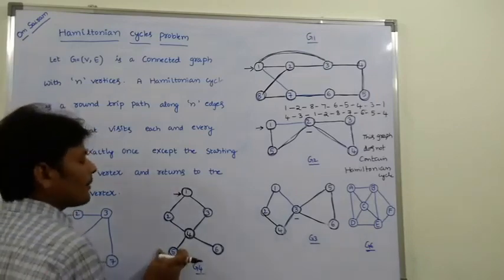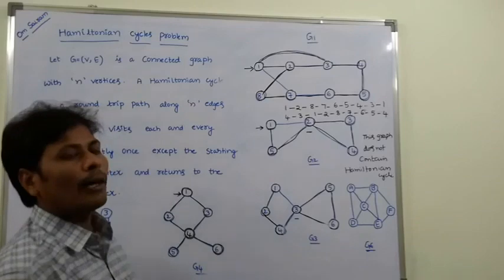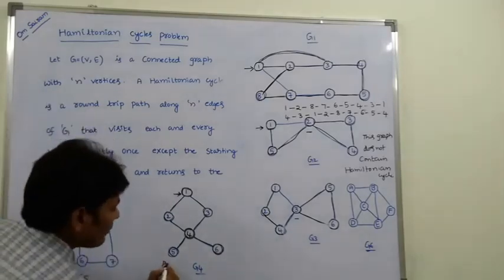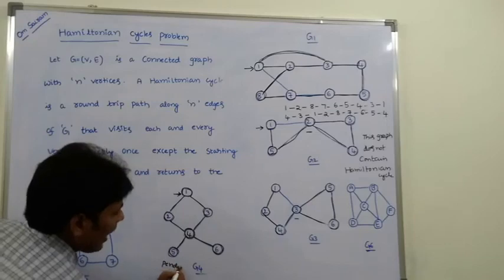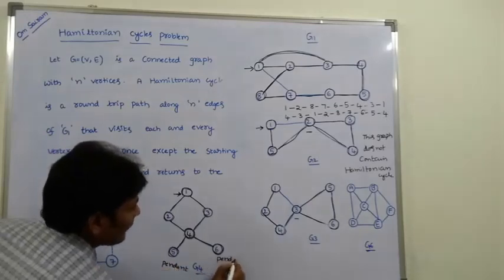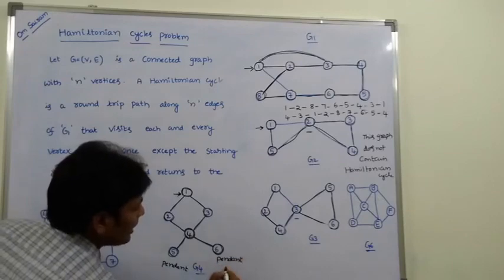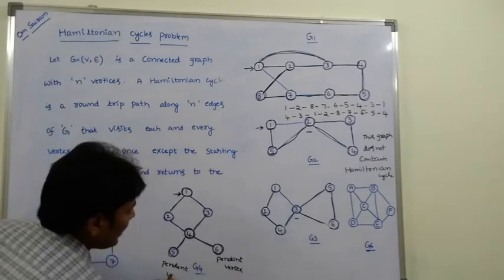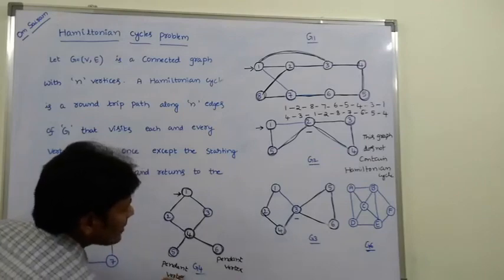Here vertex 5 and vertex 6 are called pendant vertices. If any graph contains a pendant vertex, then the graph does not contain any Hamiltonian cycle.